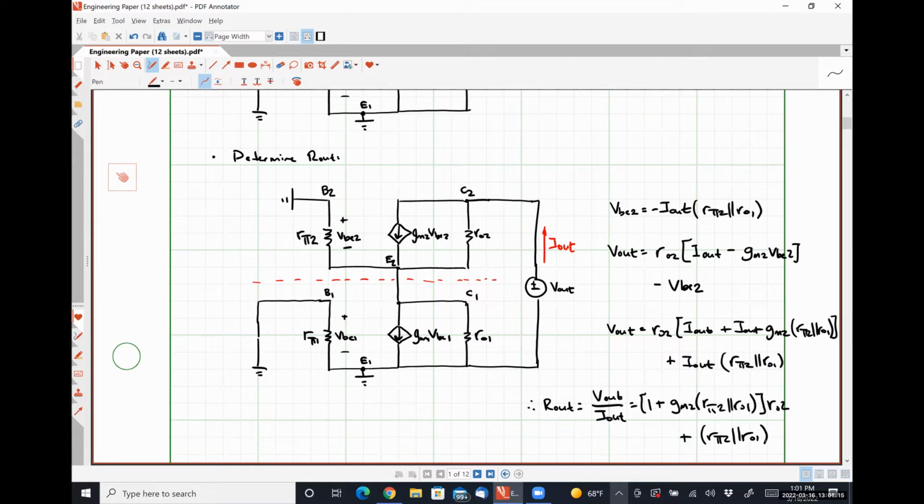All right, so hopefully we're feeling pretty good about R in and R out. And because we have found R out, we're going to use the short circuit transconductance to calculate our gain, so that we can multiply just the short circuit transconductance times R out to get our voltage gain.